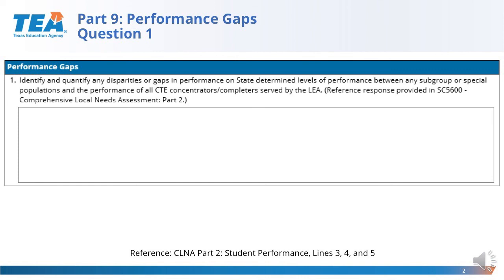As a reminder, the CLNA, Part 2, Line 3, reports on the performance of CTE learners as compared to non-CTE learners at the LEA level. Part 2, Line 4, reports on the performance of special population members as compared to CTE learners at the LEA level. And Part 2, Line 5, reports on the performance of subgroups, gender, race, and ethnicities as compared to CTE learners at the LEA level.